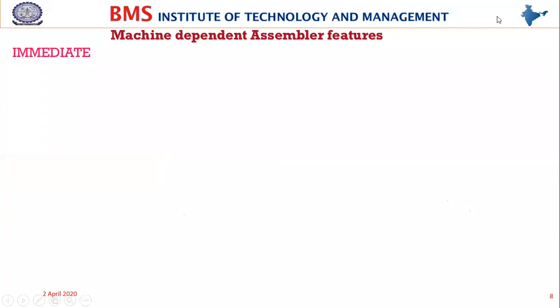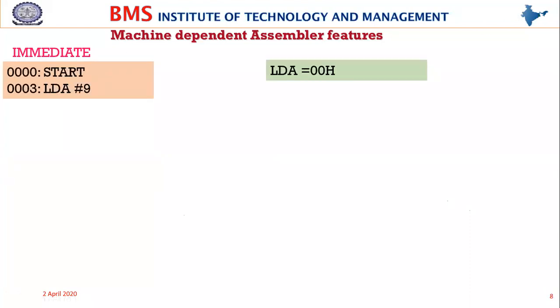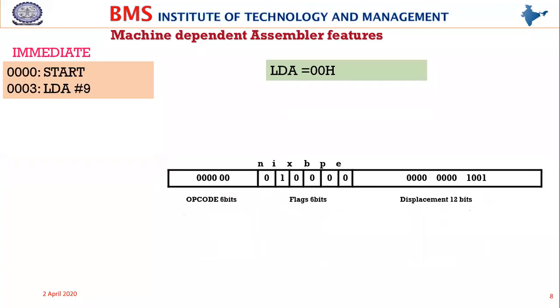Next we'll go for the immediate addressing mode. This is very simple. LDA 9. The LDA instruction opcode is 00, right? So 00 is represented in 6 bits. We get 4 zeros followed by 2 zeros. As it is an immediate addressing mode, I is 1, N is 0, and X, B, P, E are all zeros because it is not PC relative, it is an immediate addressing.